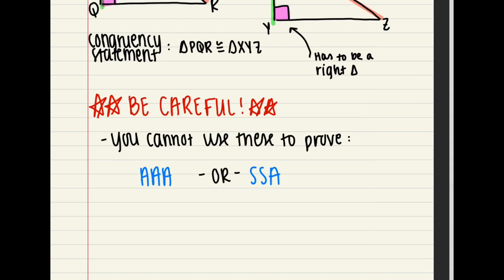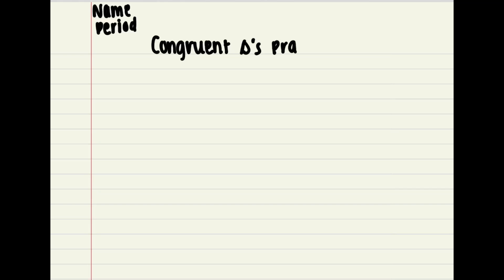And then the other one is side, side, angle. All right, so you're going to do some practice problems. I'm actually going to work one of each kind with you, but I need you to set your paper up just like this. You're going to put your name in the top left. You also need to make sure you have your class period on there. And then the title of it is Congruent Triangles Practice. So make sure your paper is labeled like this.